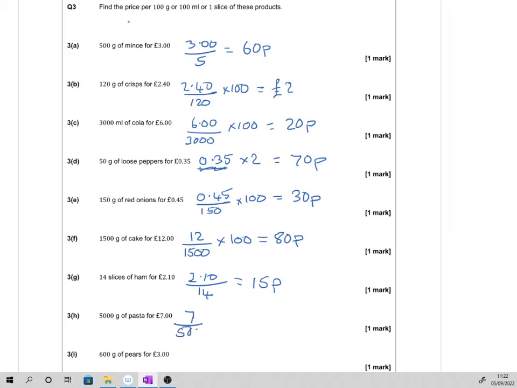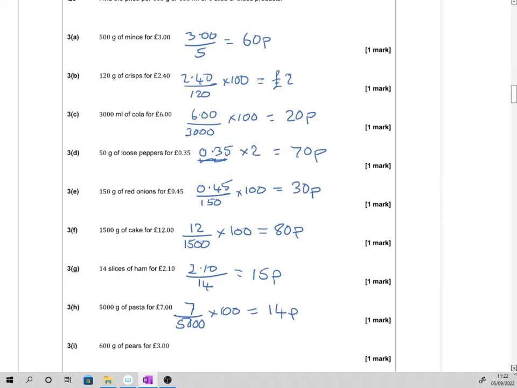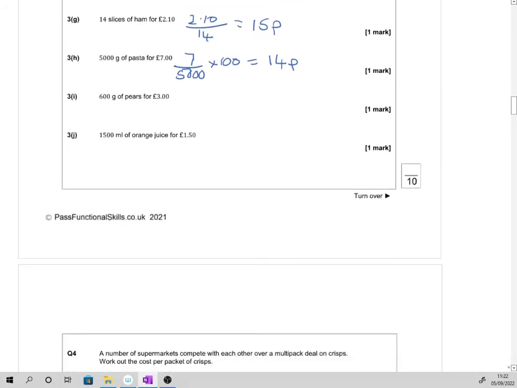£7 divided by 5,000 grams times 100. So 7 divided by 5,000 times 100 is 0.14, so that's 14 pence. £3 divided by 600 times 100. 3 divided by 600 times 100 equals 0.5, 50p. £1.50 divided by 1500 times 100 equals 1/10 of a pound, which is 10p.